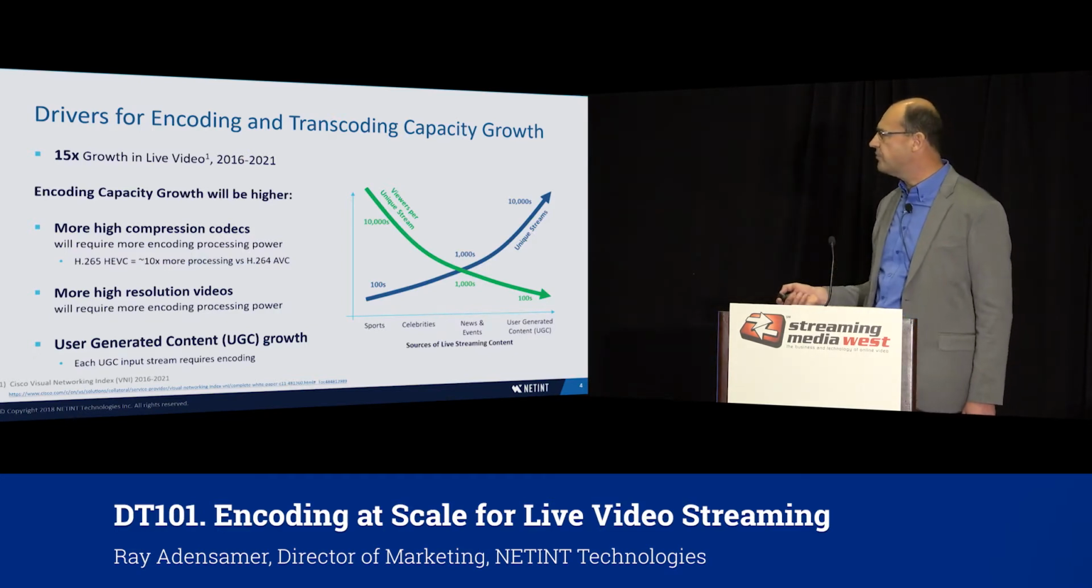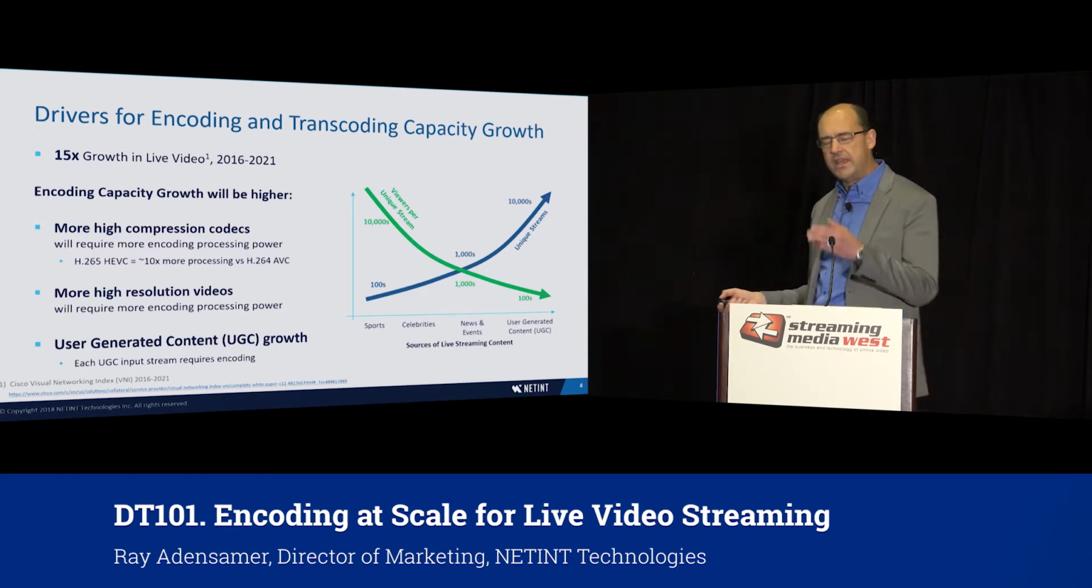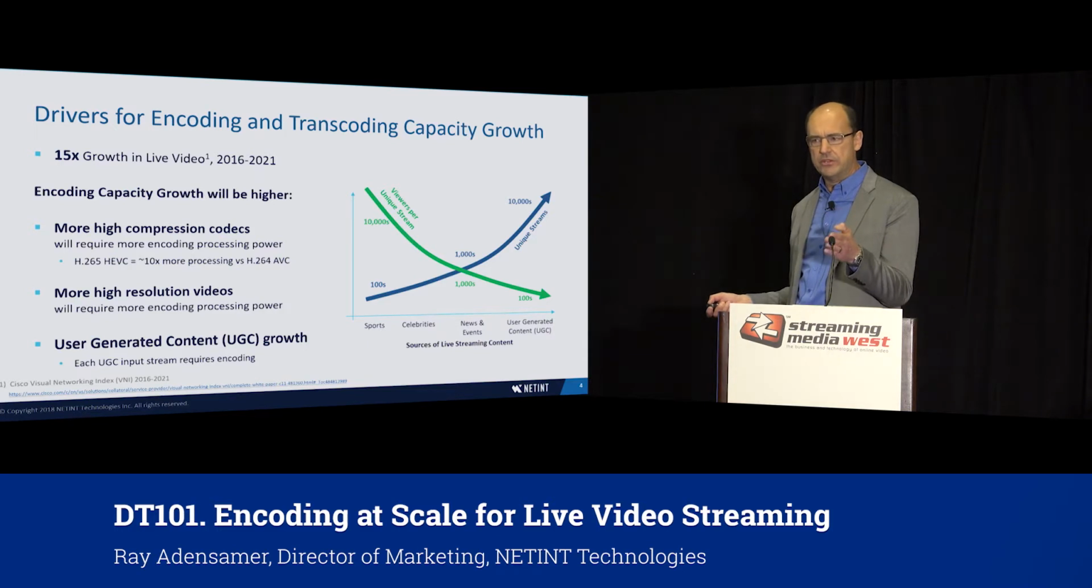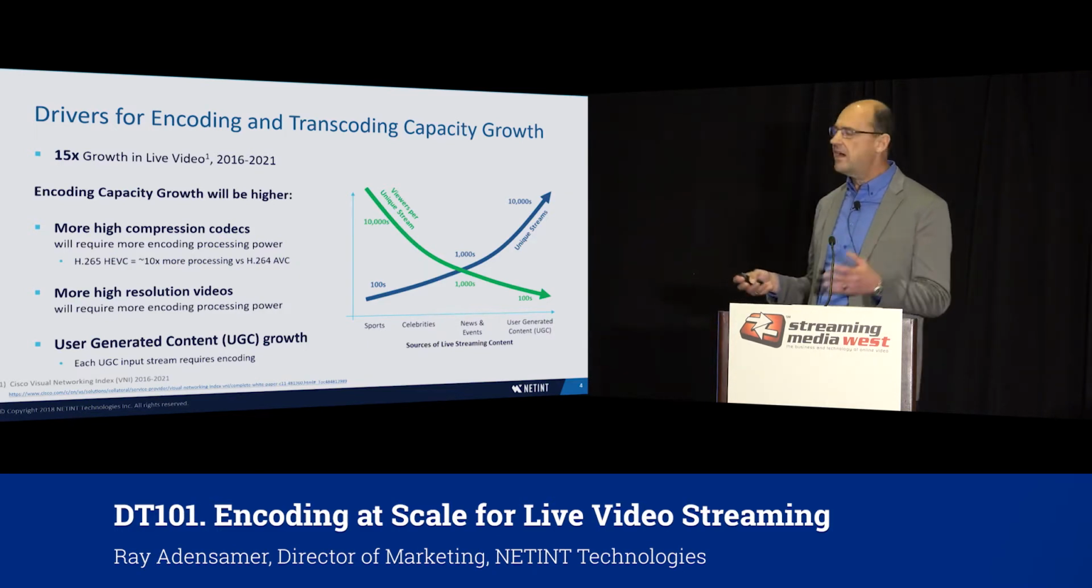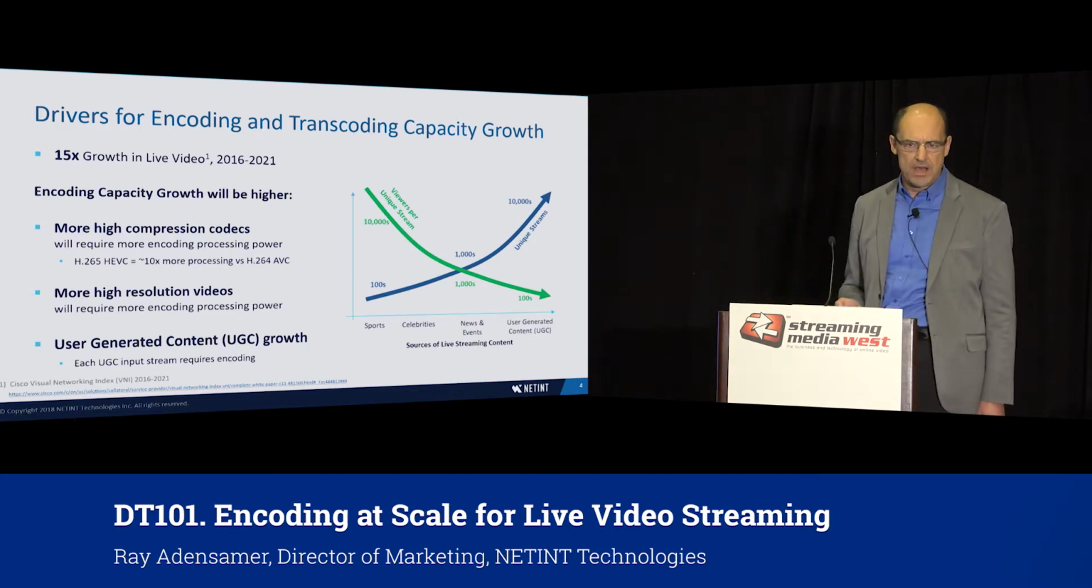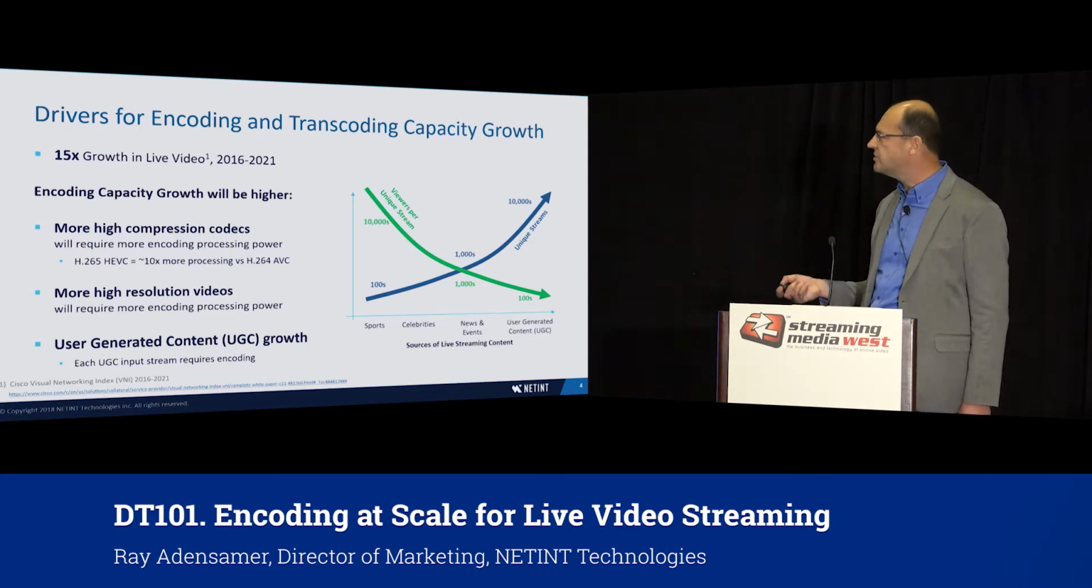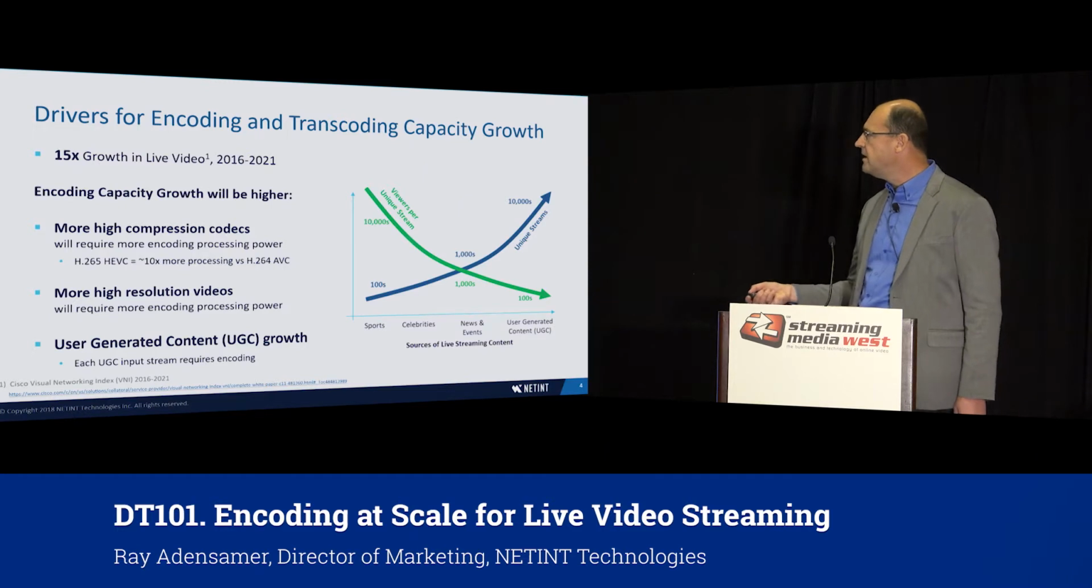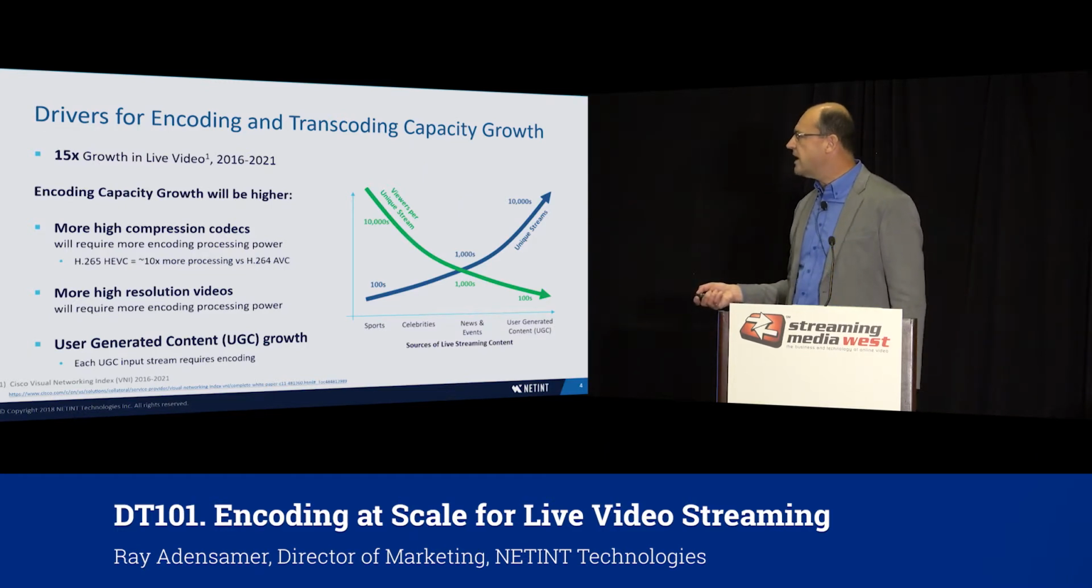And it's going to be higher for three reasons. One is you're going to be using more compression codecs. The H.265 that we introduced earlier gives you that bit rate cost savings, but the cost side is it's 10x the processing power somewhere in your network to do that encoding. So that's one of the reasons that encoding is going up.